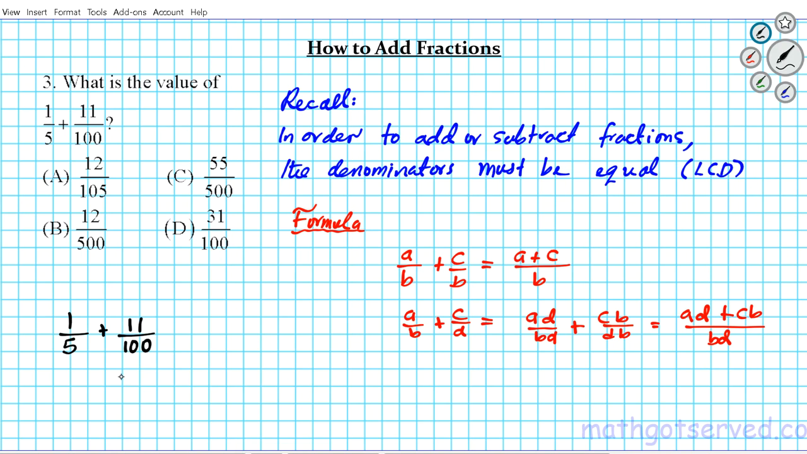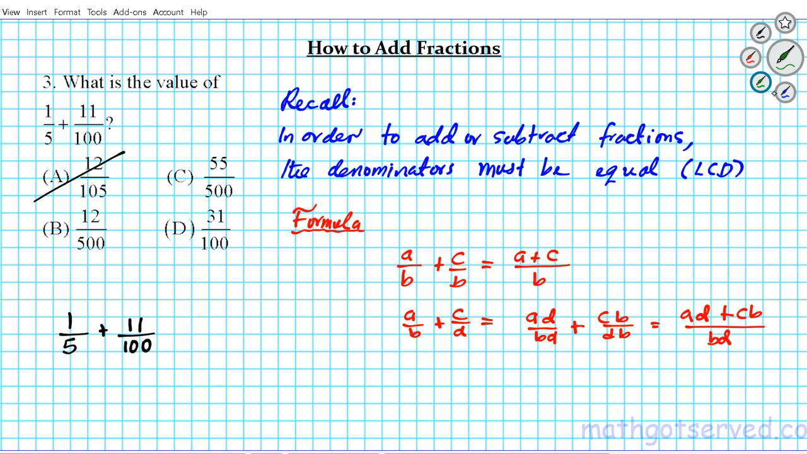So resist the urge to just add the top and the bottom, and then you get option A, 12 over 105, which is wrong. Okay, make sure that the denominator is identical first. All right, so to do that, we have to find the lowest common denominator of 5 and 100. In this particular case, 5 is a factor of 100, so it's going to be easy for us to figure this out. So 5 times what gives you 100? It's going to be 5 times 20, okay?